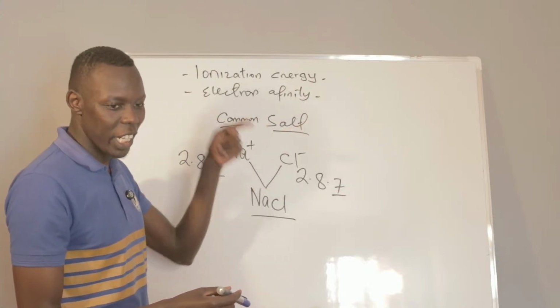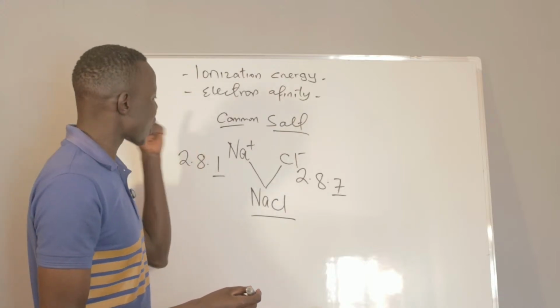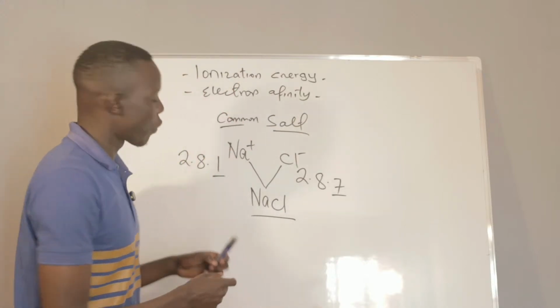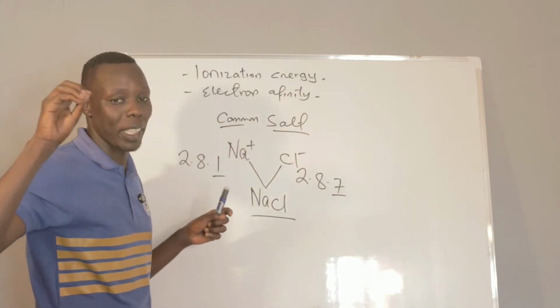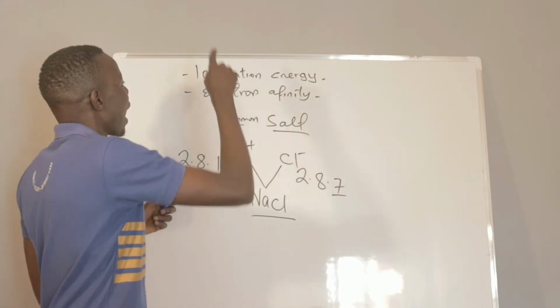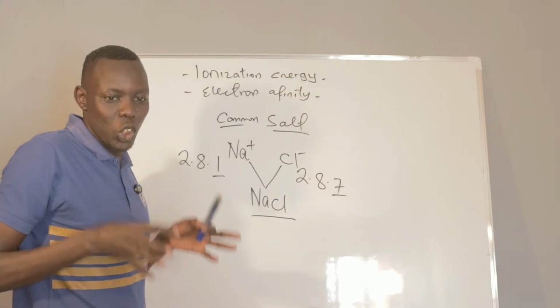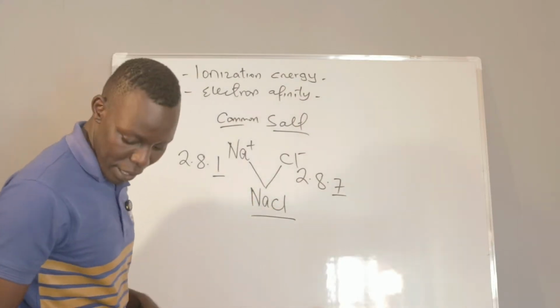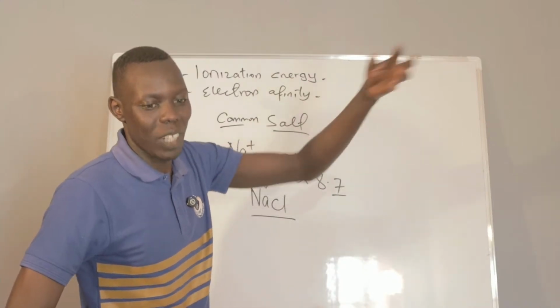Where is chlorine gaining from? The 1 lost by sodium. So sodium has to lose, and for it to lose, there must be some force that is taking away that particular electron. That force is the energy known as ionization energy. Affinity is attraction to something. When someone says I have affinity for something, they mean I love that particular thing.